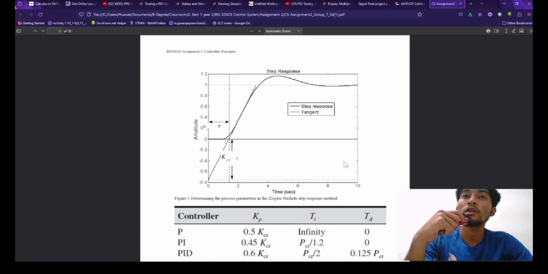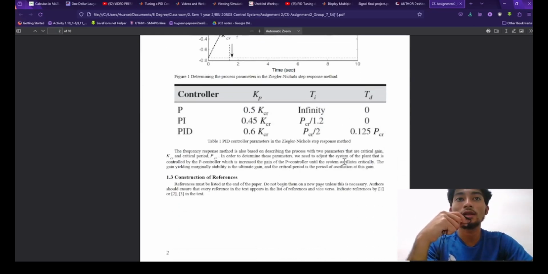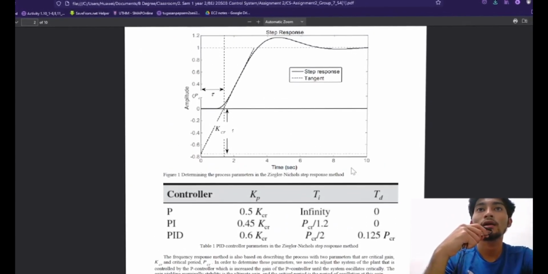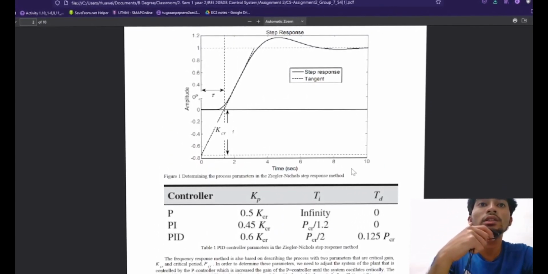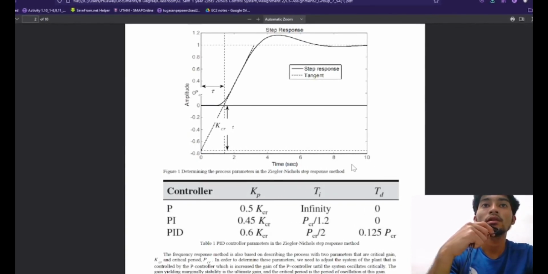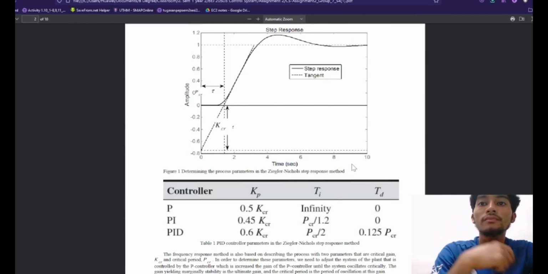So there are a lot of methods used here to calculate P, PI, and also PID. And maybe this will be my final explanation for this project. So I will pass on to explain question 1, open loop, and question 2, closed loop. Thank you and assalamualaikum warahmatullahi wabarakatuh.